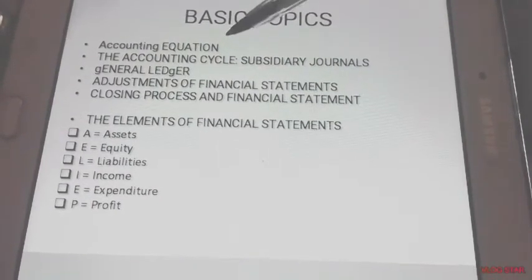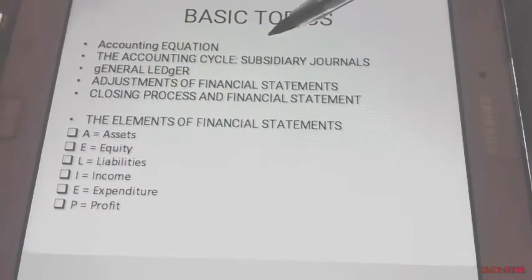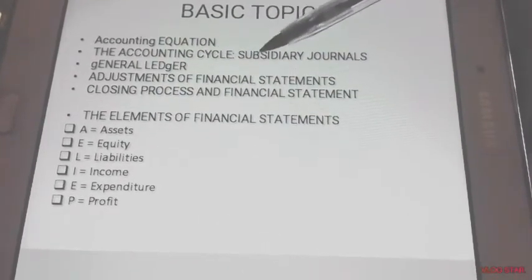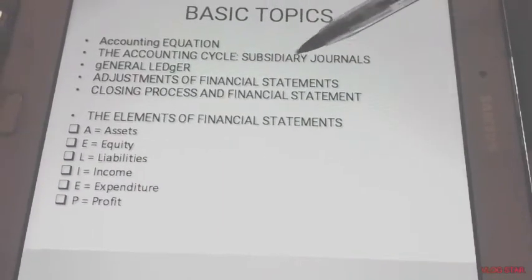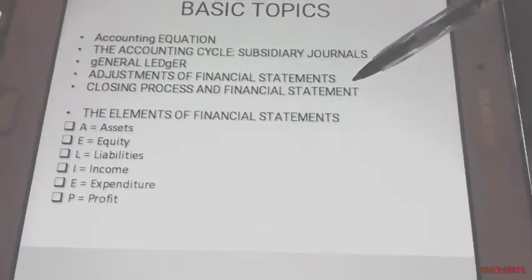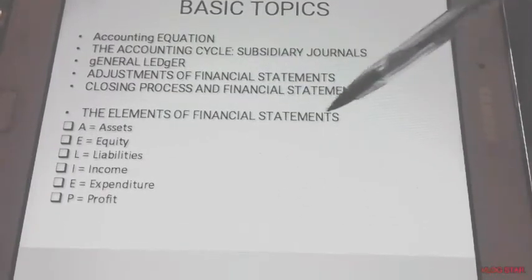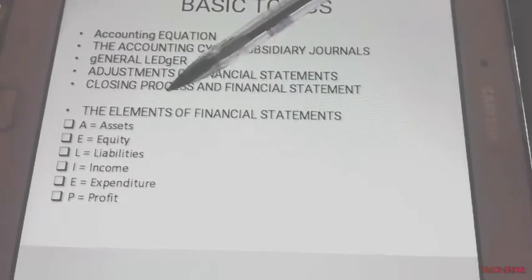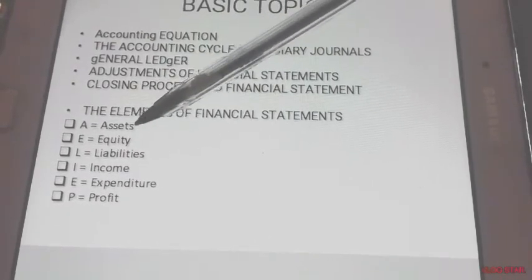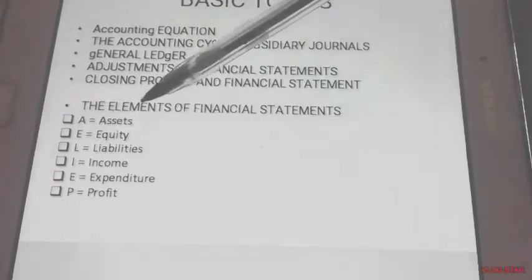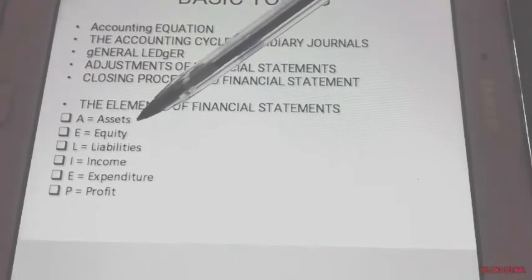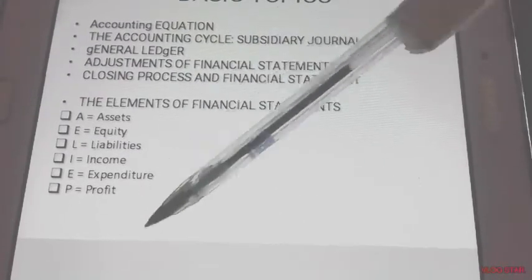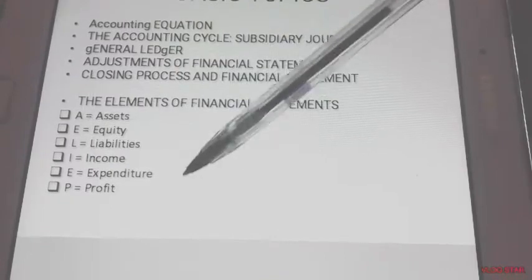Right here we have the basic topics in accounting. We have the accounting equation, the accounting cycle, subsidiary books, the general ledger, adjustments, the closing process, and financial statements. Underneath, we have the elements of financial statements. You need to know these elements and their definitions: assets, equity, liabilities, income, expenditure, and profit. I will explain what these are at a later stage.